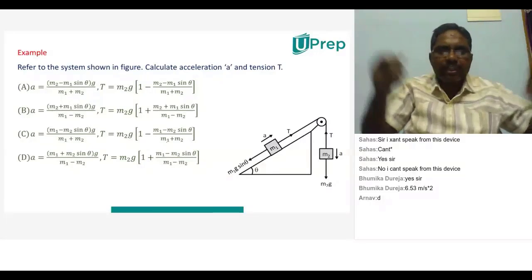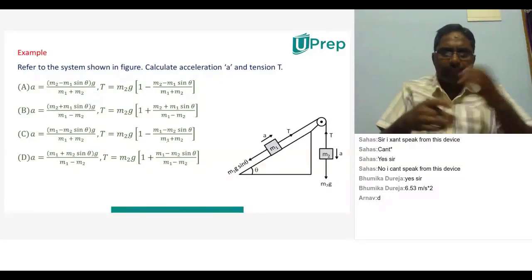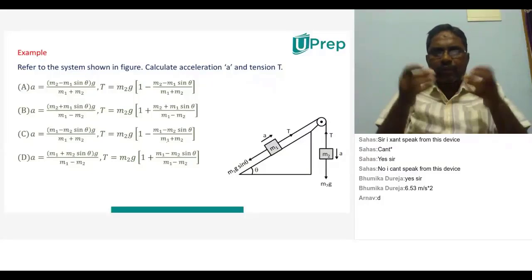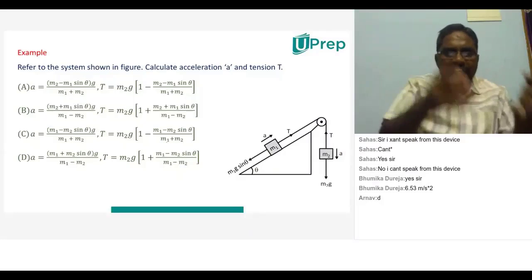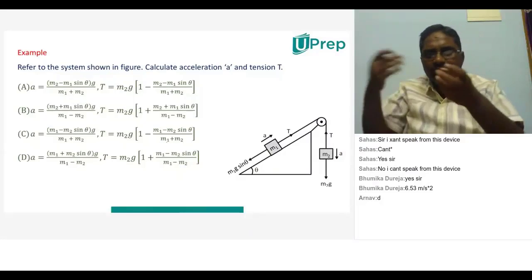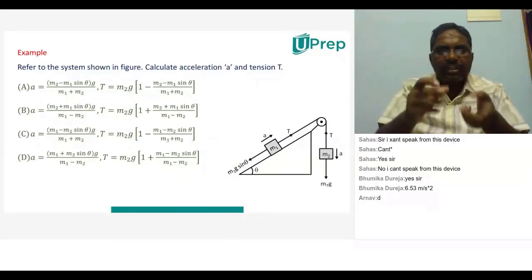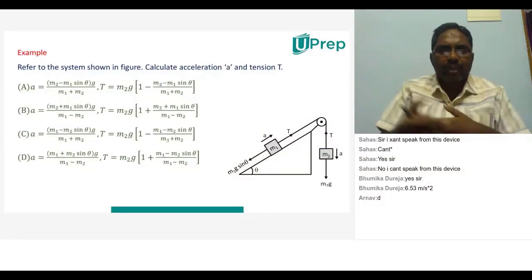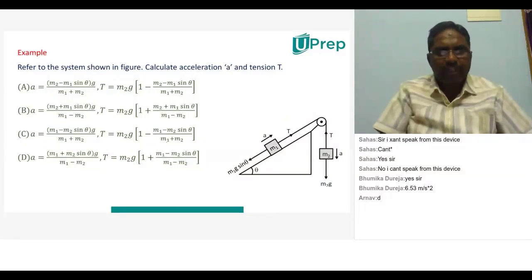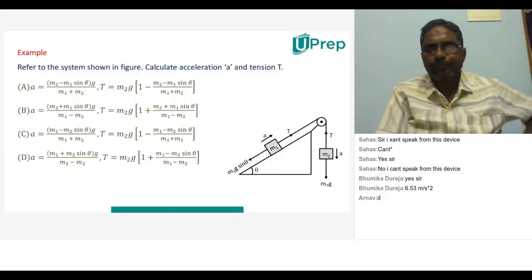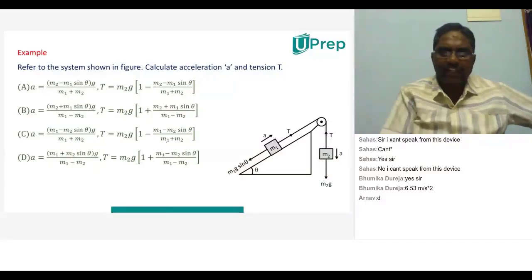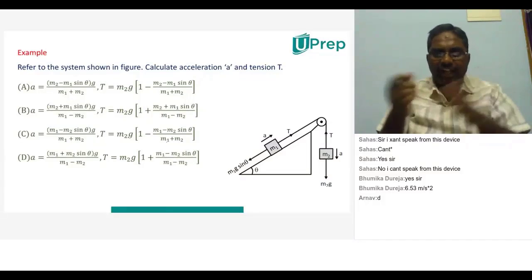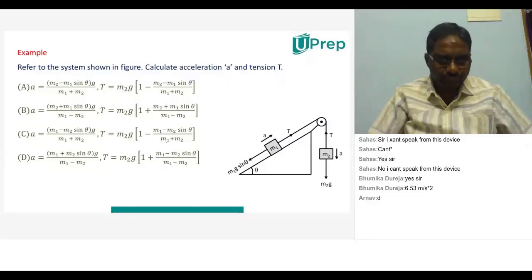You observed the free body diagram, and by using the free body diagram, you have to get two equations. When you get two equations, if you add them, you will get acceleration, and if you divide them, you will get tension. So once you observe, tell me which equation will be right among A, B, C, D. How many forces are acting on the M2 object? How many forces are acting on the M1 object? Think, solve, and get the answer.